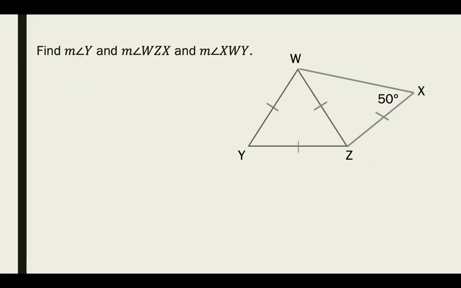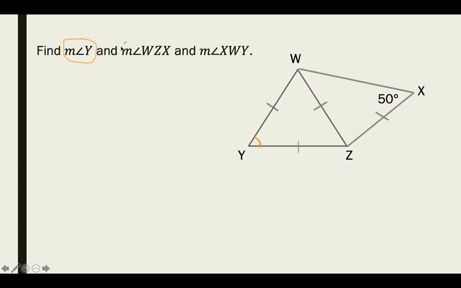Angle Y, angle WZX, and angle XWY. So before we solve this question, let's talk about these three angles and where they are in our diagram. So let's draw first here. If we have angle Y, that would just be this angle right here. So for angle Y, we're trying to figure out how many degrees that angle is.